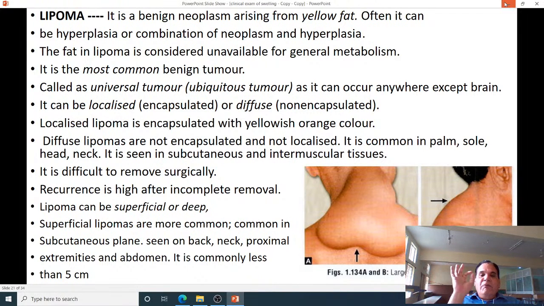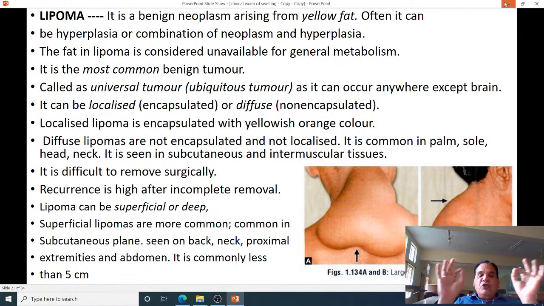What is lipoma? Benign neoplasm arising from yellow fat. Fat in lipoma is considered unavailable for general metabolism. Now remember, fat is a storehouse of calories. Fat gives 9 to 11 kilocalories per gram, it is best. But this fat, even if it is very large, is out of circulation. This you must remember. Most common benign tumor.